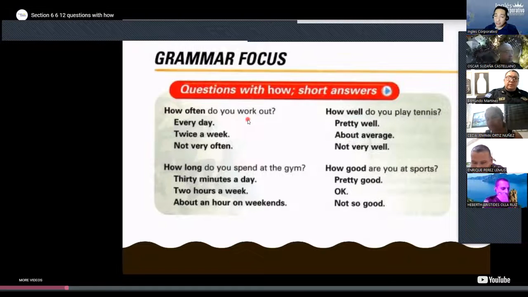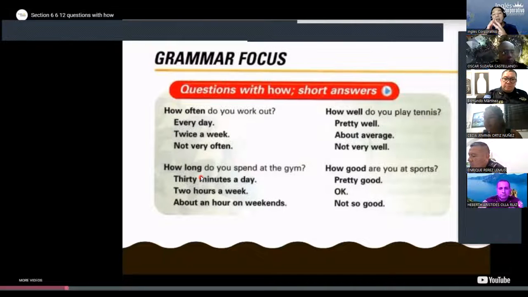How often do you take a shower? How often do you play tennis? How often do you go to the beach? How often do you go to El Tunco? How often do you visit your parents? ¿Con qué frecuencia? I answer with frequency. Every day, twice a week. Not very often, seldom, always, every weekend, okay?